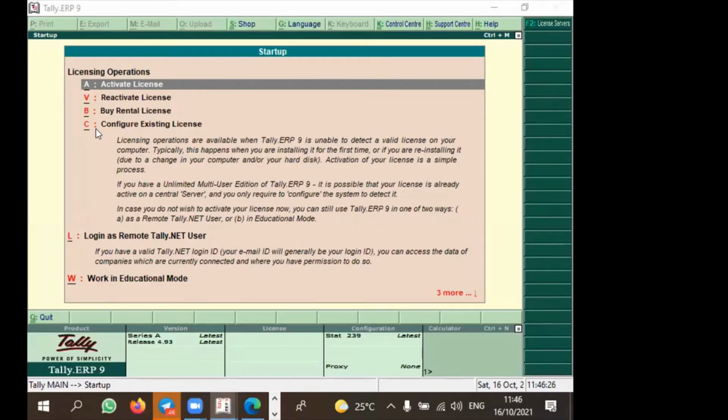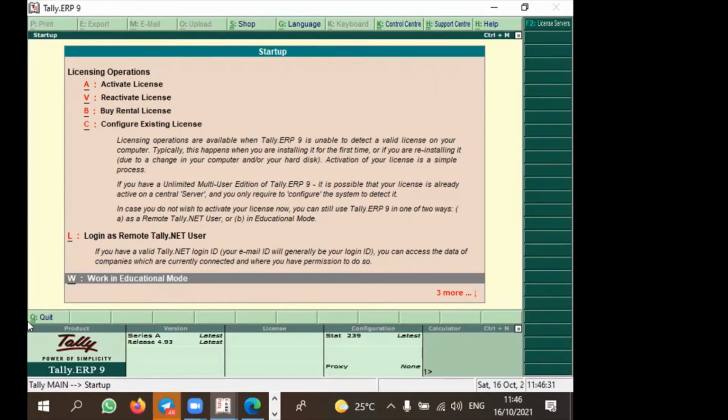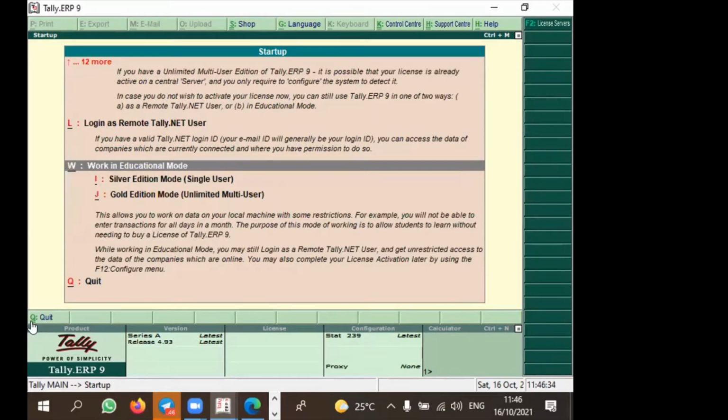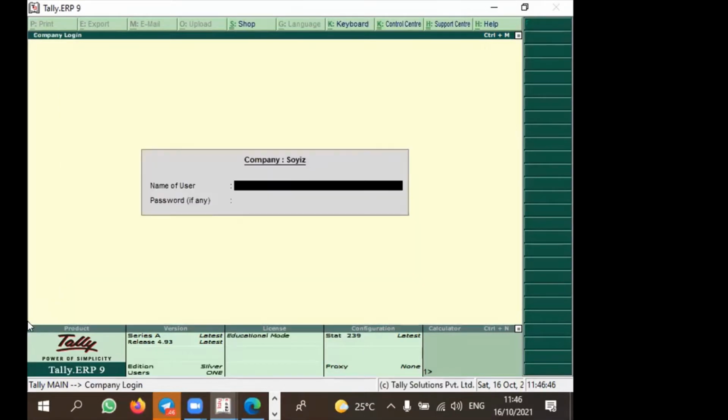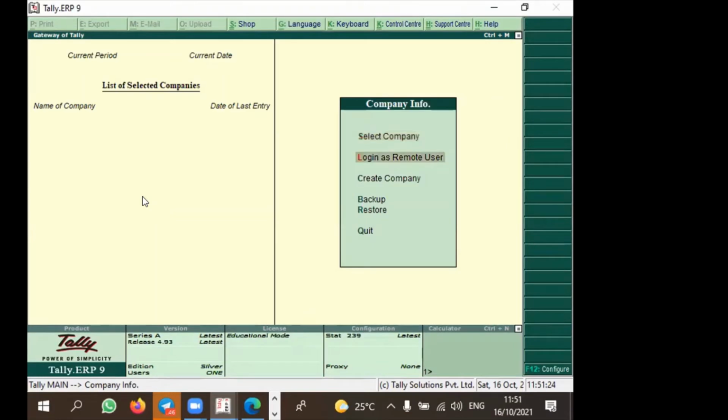So you have to go to work in education mode, right? Work in education mode. You enter, isn't it? Not yet, I'm going there. Work in education mode, then we go to silver education mode. That one, not. So we shall go to create. Are we all seeing this window? Yes. Yes, so we go to create company, isn't it?